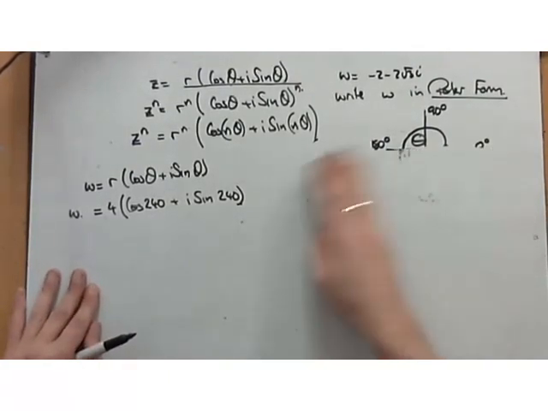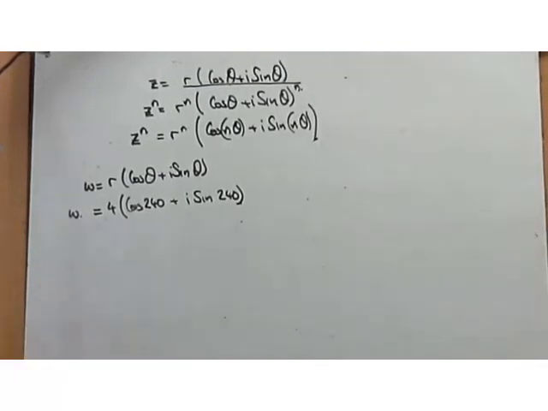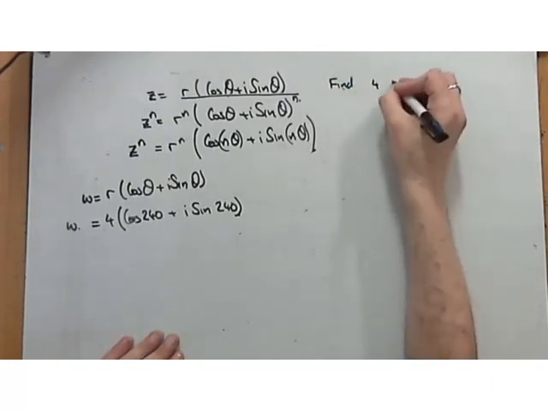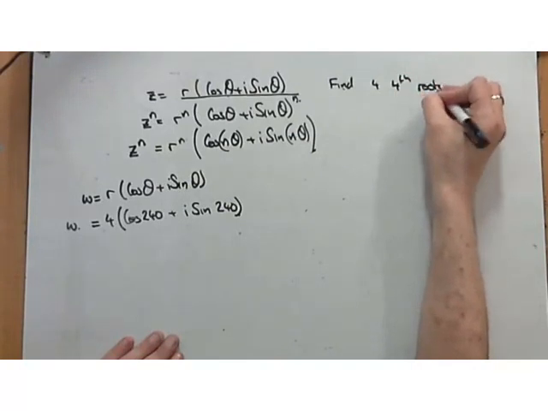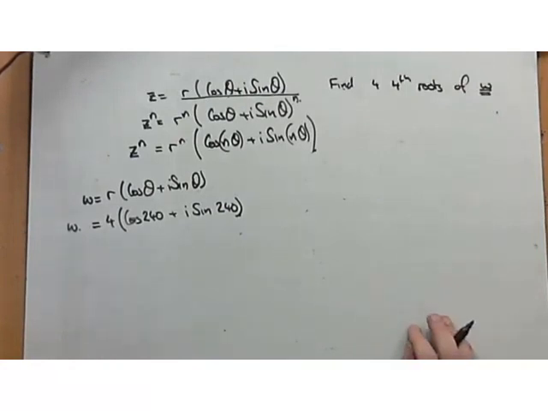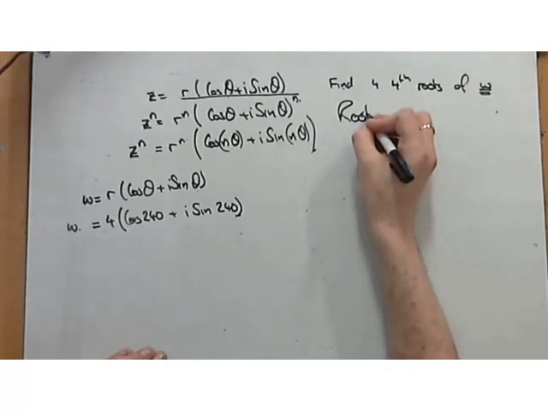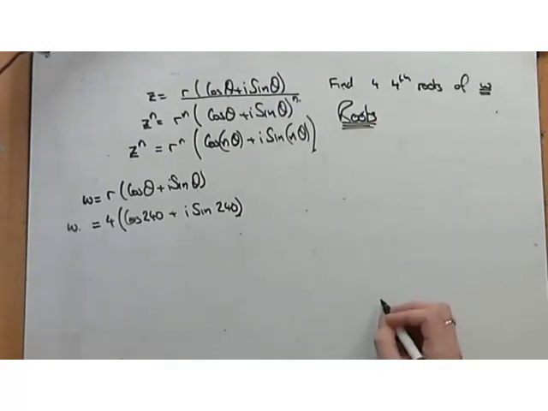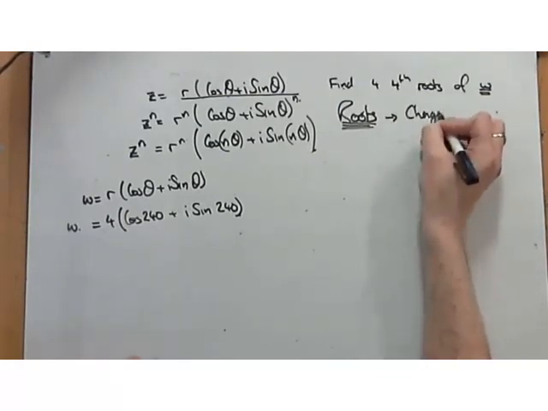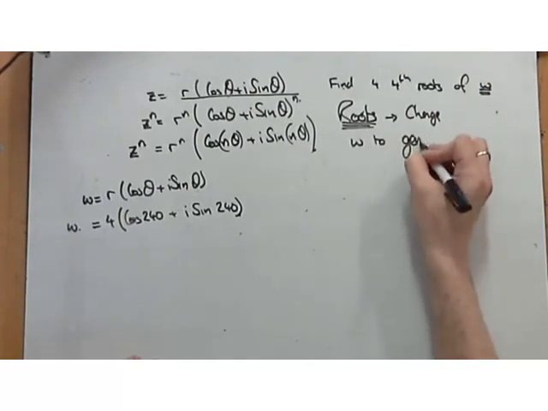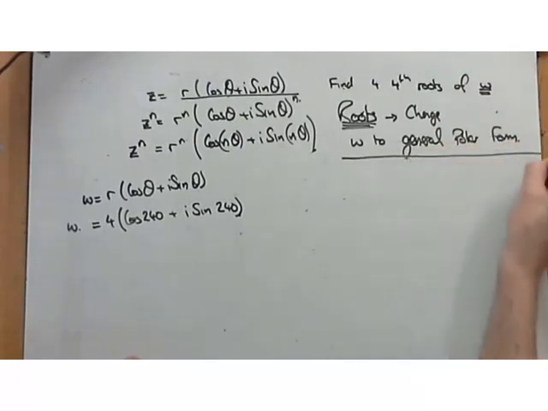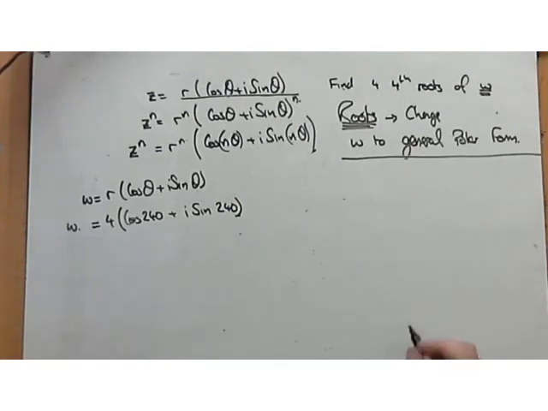Good. So now we have our number in polar form, and now it asks me to find the 4 fourth roots of W. When it comes to finding roots of complex numbers, there's just one thing that we need to do, and that is we need to change W to what's called the general polar form. And it's very, very straightforward to do that.